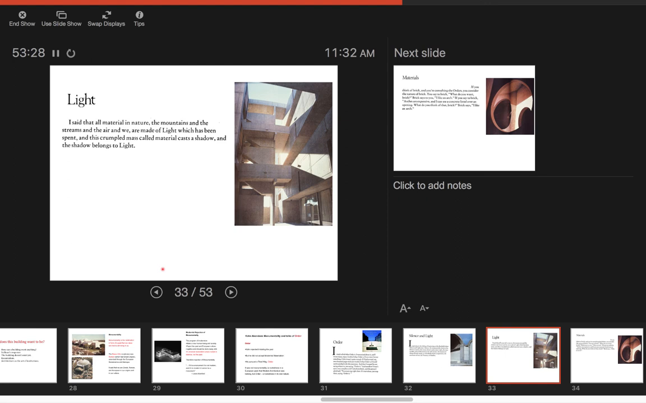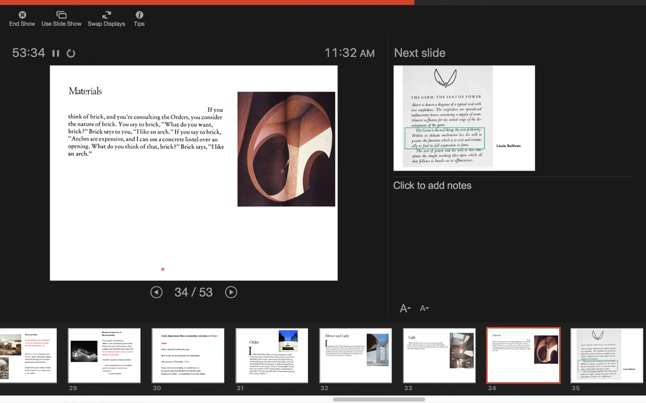Now, we've gone from silence, the realm of potential, to light, the realm of realization. Now we're going to come into material manifestation. For example, if you think of brick and you're consulting the orders, you can have the order of brick. You consider the nature of brick. You say to brick, what do you want, brick? Brick says to you, I like an arch. If you say to brick, arches are expensive, and I can use a concrete lintel over an opening, what do you think of that, brick? Brick says, I like an arch.